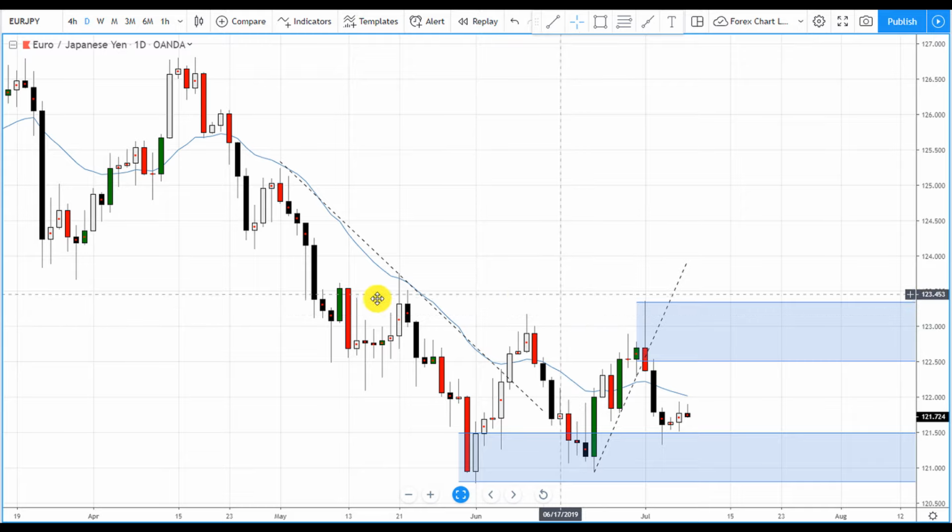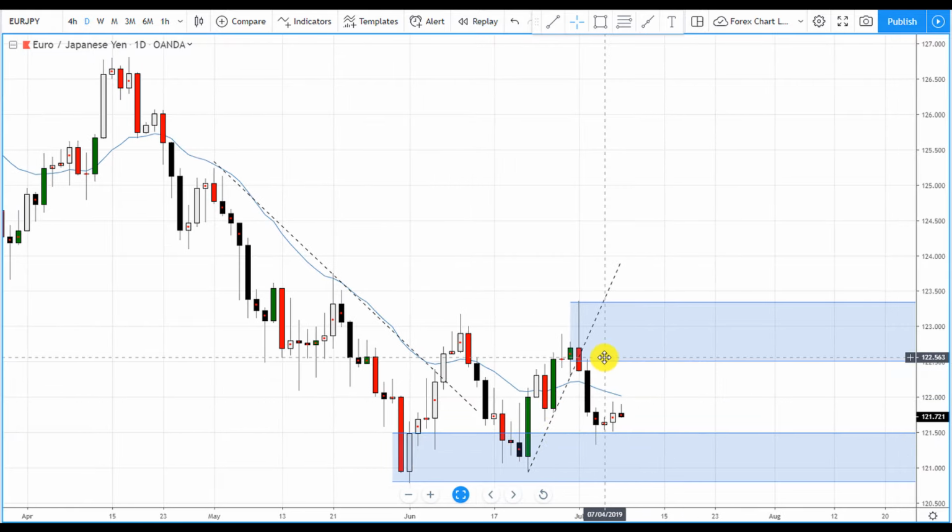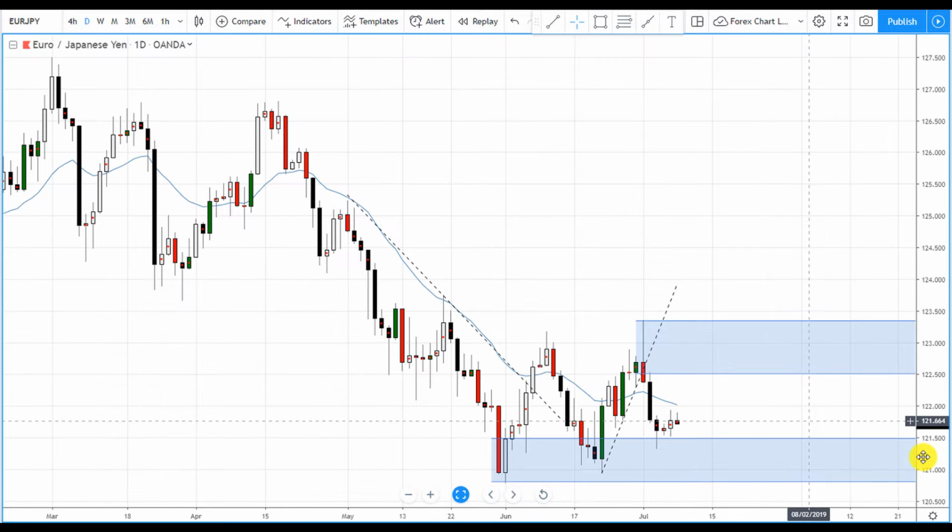So on the daily, we have this demand zone that was created, and price went into this zone and rallied, but then it's showing some loss of steam, and it broke this trend line, created this supply zone, and now price is holding right here because of this demand zone that's been tested. So we want to wait.